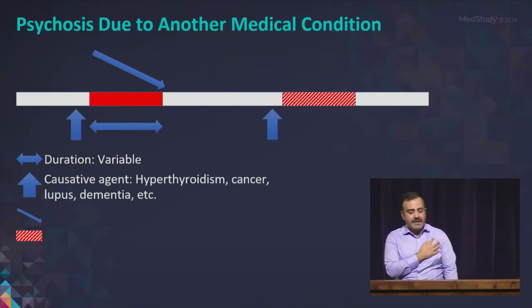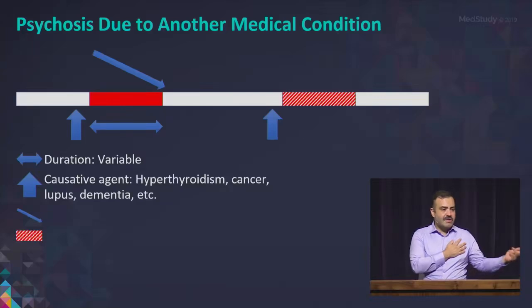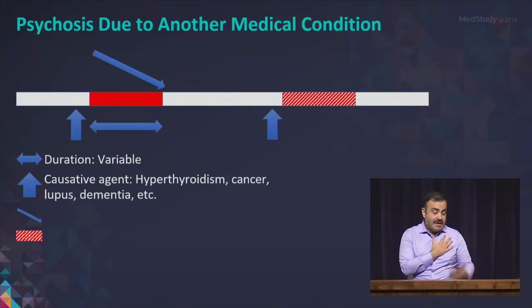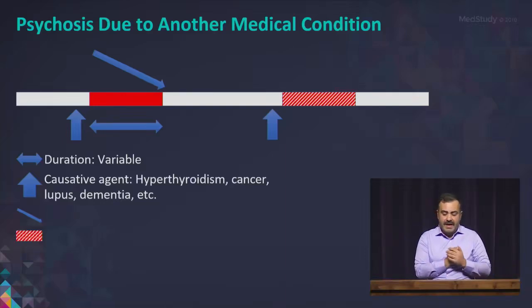Psychosis due to another medical condition, again, duration varies based on the medical condition. The causative agents, cancer, lupus, dementia, and hyperthyroidism, are common causes.